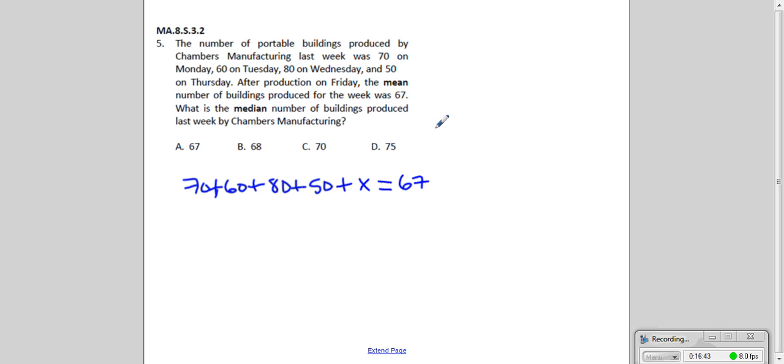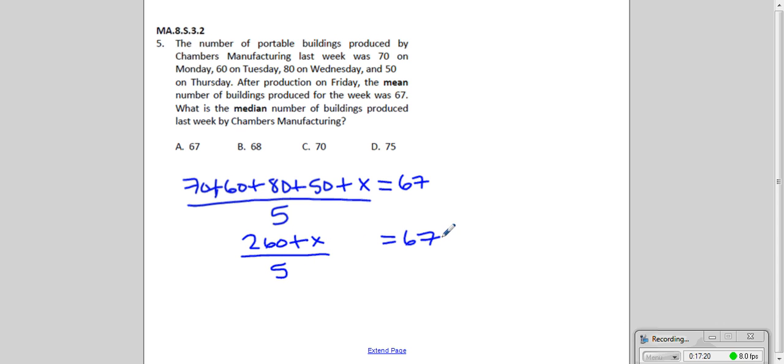Now, how do you find the mean? Don't you always take the sum of the data pieces that you have and divide that by the number of data pieces? So on Friday, there will be 1, 2, 3, 4, 5 days of information. So instead of dividing by 4, you're going to divide by 5, and that should be 67. So now if you do some cleanup math, 70 plus 60 plus 80 plus 50. 70 plus 80 is 150, 200 plus 60 is 260, but you could always find that using your calculator if you needed to. Should still be over 5 because if everything else comes down, it should be equal to 67.